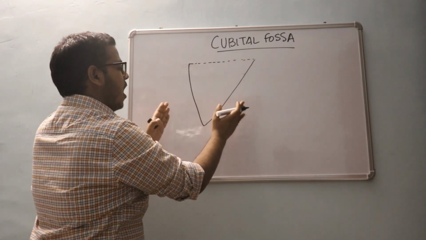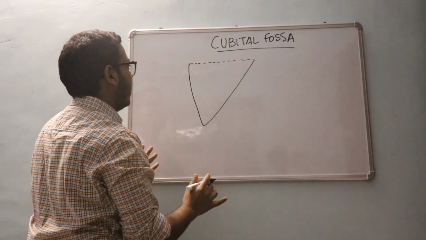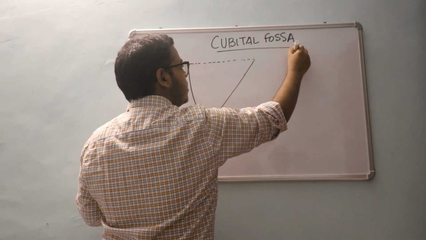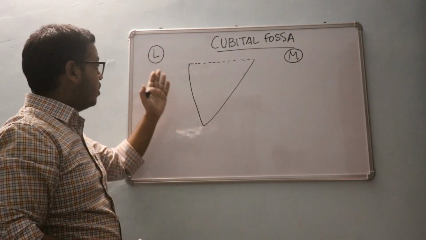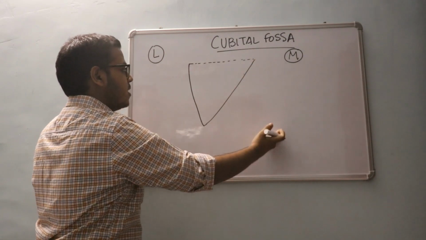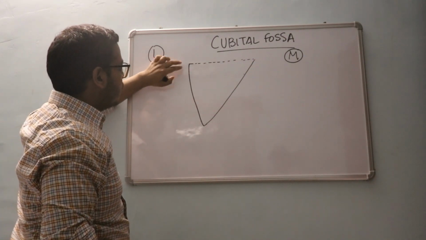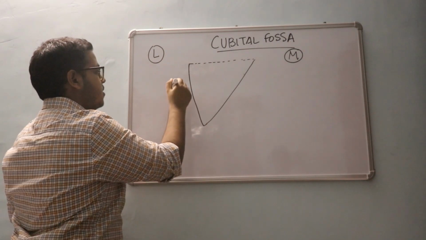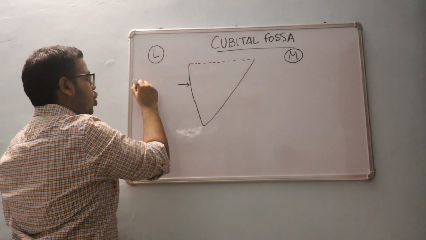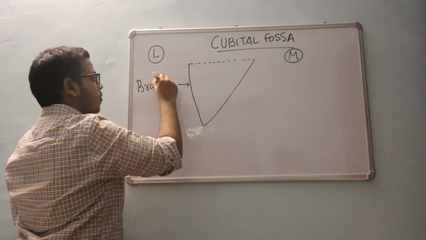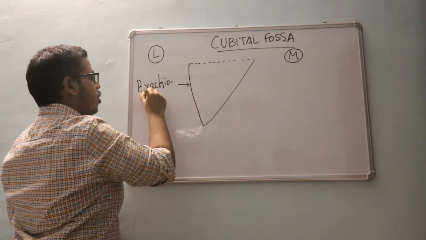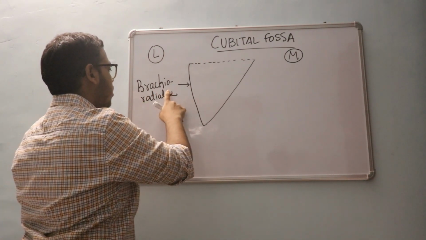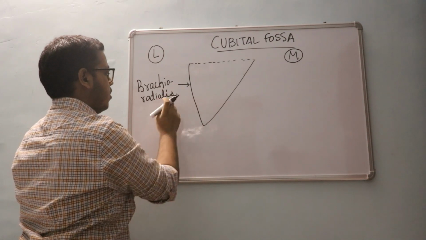Now this is our cubital fossa, okay, in a 2D format. I'll just mark that this is my lateral, and this is the medial side. So this one is the lateral side and this one is the medial side. And the lateral boundary of this cubital fossa is made by the brachioradialis muscle. So this is the lateral boundary, the brachioradialis muscle.